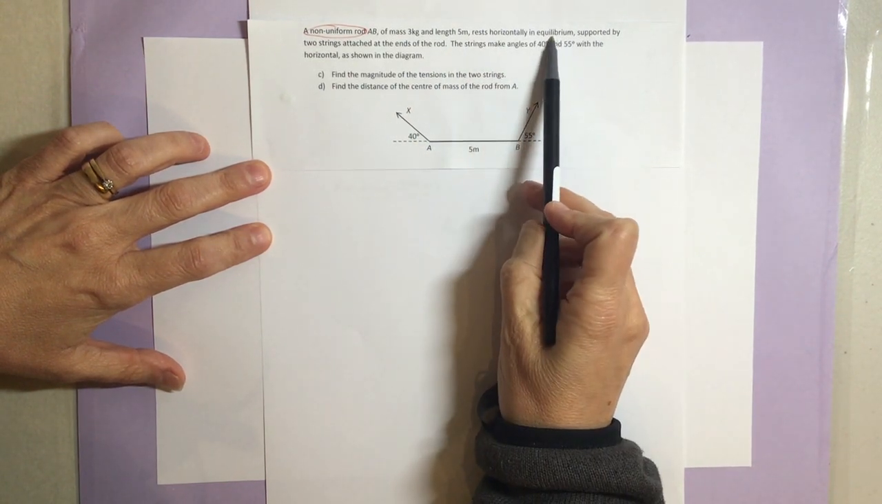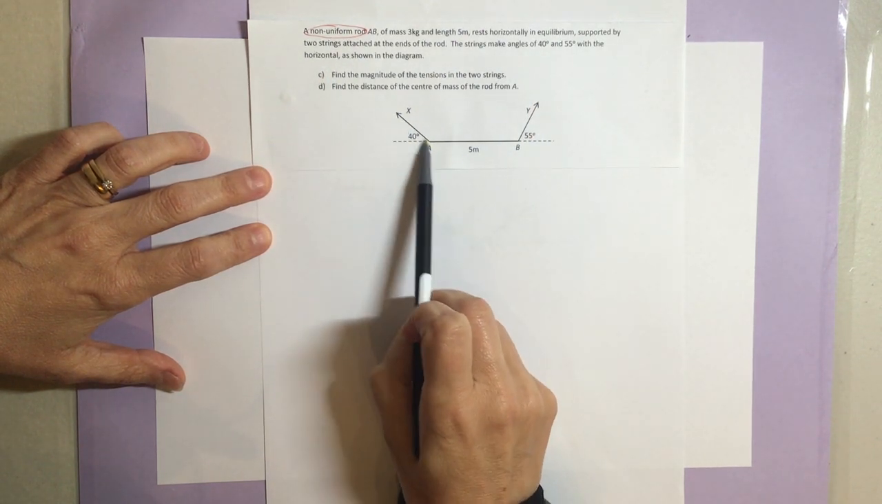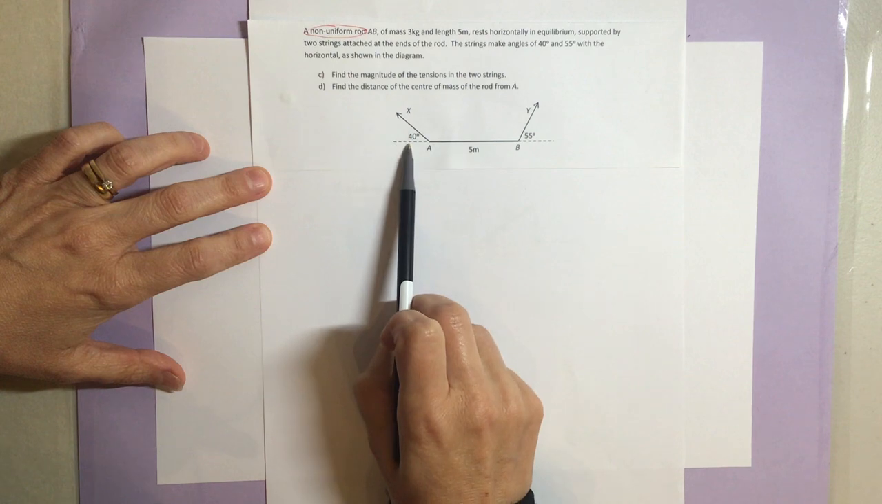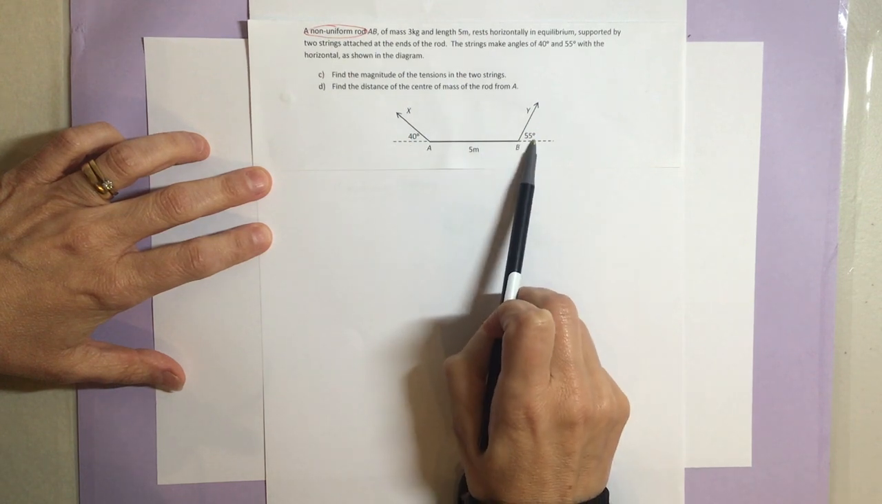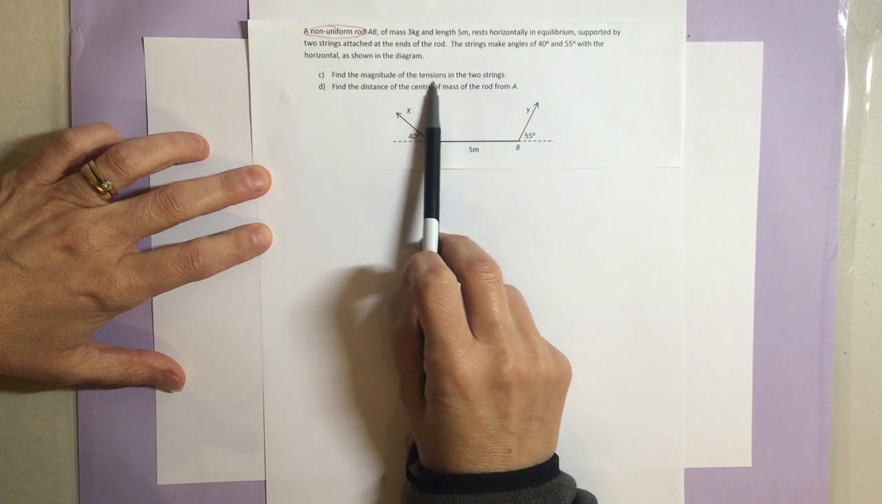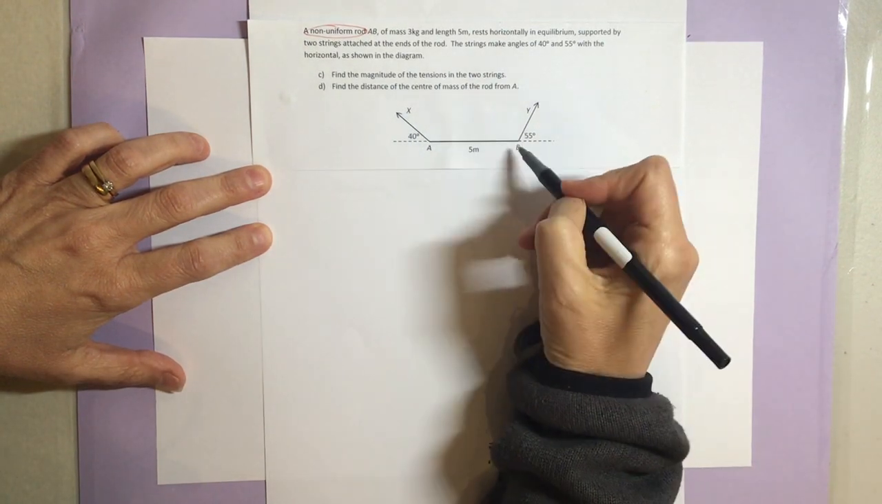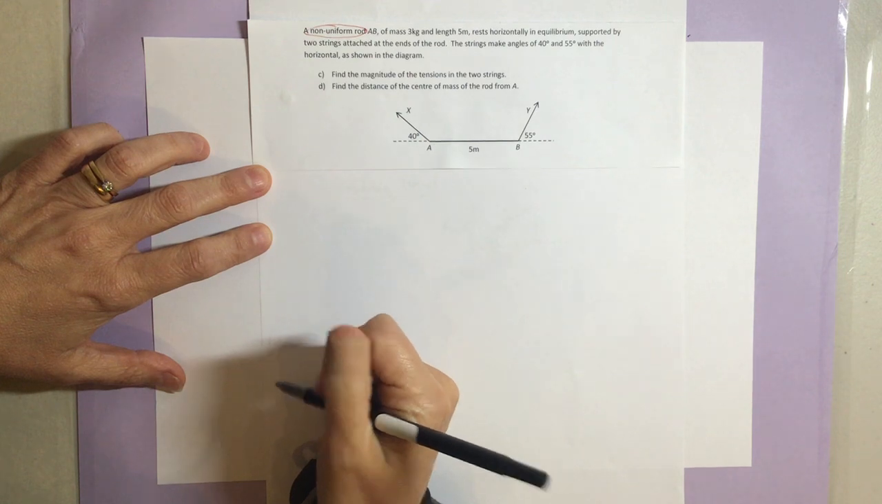It's resting horizontally in equilibrium, and it's supported by 2 strings, so we've got tension in these strings. This one's at angle 40 at end A, and this one's at angle 55 to the horizontal at end B. Okay? And it's asking us to find the magnitude of the tensions in the 2 strings. So this string X and this string Y, what are the tensions in those 2 strings?